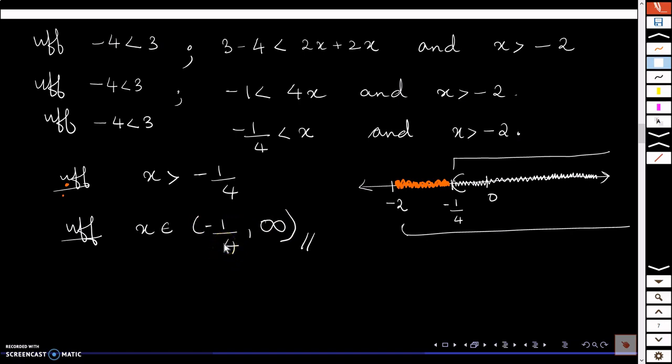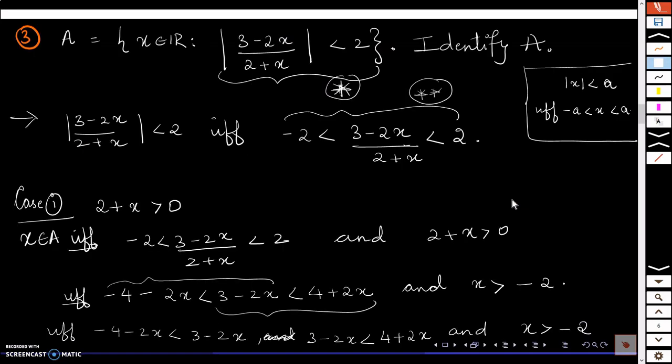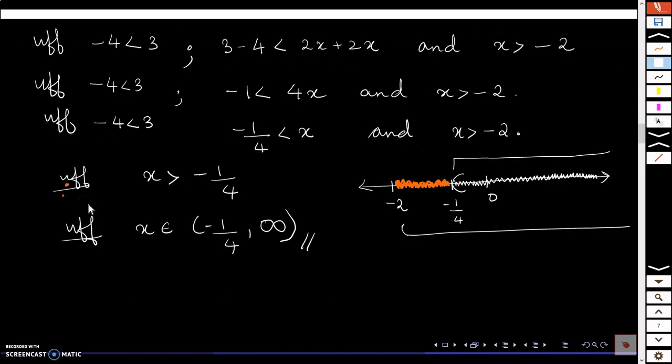So these points, this open interval minus 1 by 4 comma infinity, will be a part of the set A. So if you pick up any point here which is in this interval, which is bigger than minus 1 by 4, it will satisfy the defining property of A here. That is, it will satisfy this property star. So under case 1, these points in the open interval minus 1 by 4 comma infinity are coming inside the set A. Right?